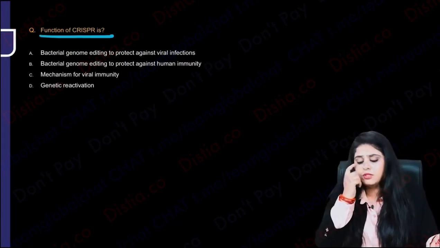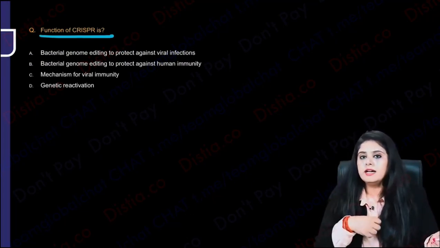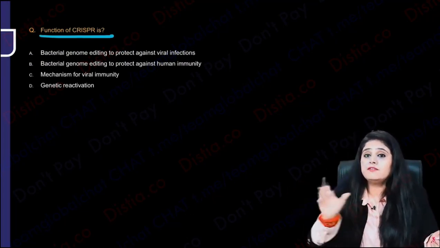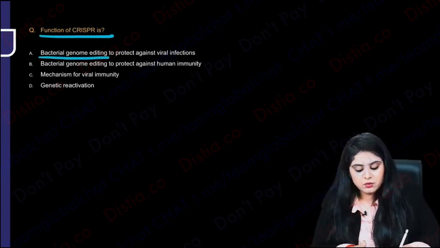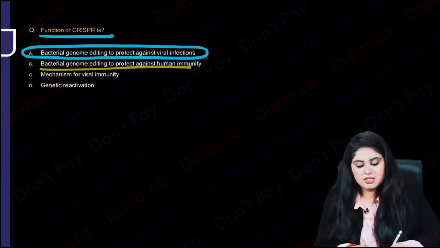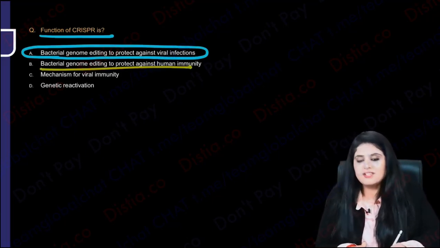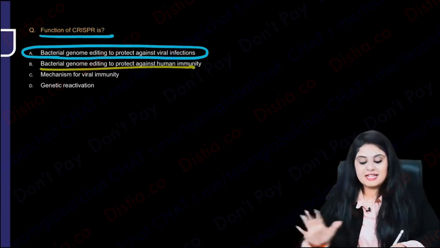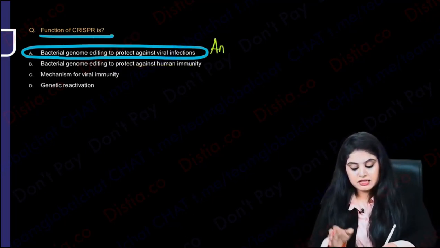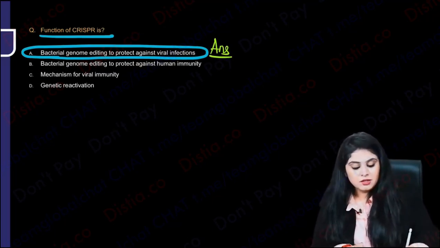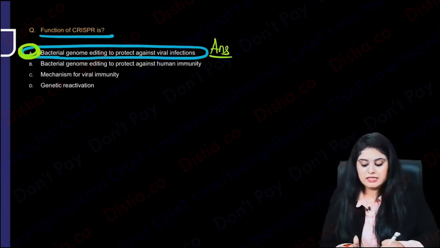Come on, what was CRISPR? CRISPR was, there was a bacteria and that bacteria was trying to protect itself against some viruses or other bacteria. So, bacterial genome to protect against viral infections? Yes. Is it bacterial genome editing to protect against human infections? No. We are not infecting the bacteria. Some virus is going and infecting the bacteria and that is why it was taking that virus ka screenshot, remember? So option A is going to be the correct answer.